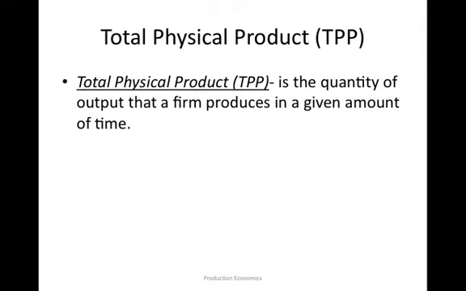So when we talk about production relationships where we have one variable input, we think about something called total physical product. In fact, we can think about total physical product when we've got all inputs being varied. Total physical product, or TPP, is the quantity of an output that a firm produces in a given amount of time. It's just some measure of output.